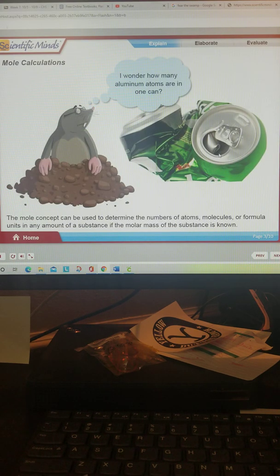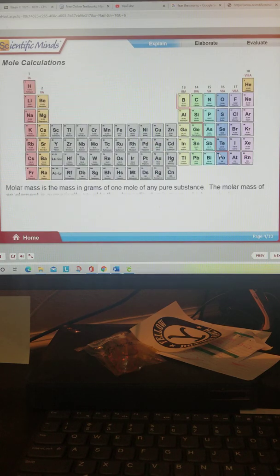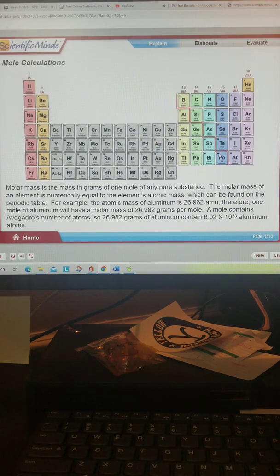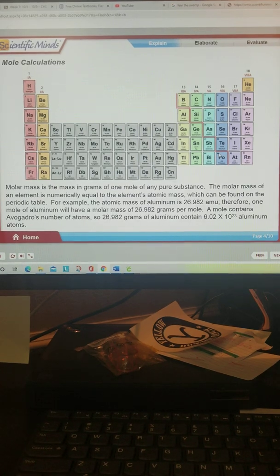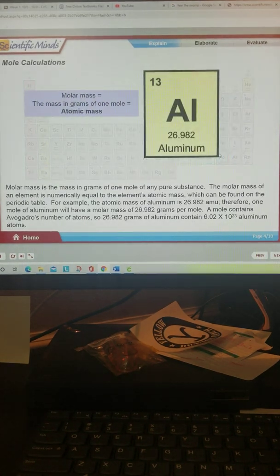The mole concept can be used to determine the numbers of atoms, molecules, or formula units in any amount of a substance if the molar mass of the substance is known. Molar mass is the mass in grams of 1 mole of any pure substance. The molar mass of an element is numerically equal to the element's atomic mass, which can be found on the periodic table.